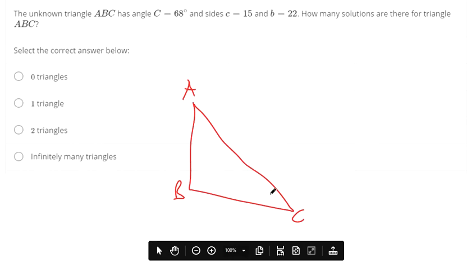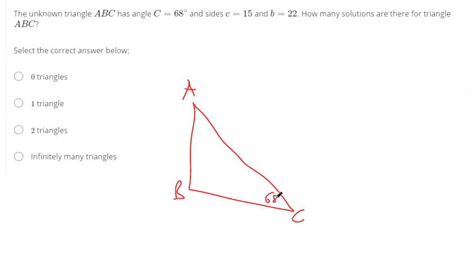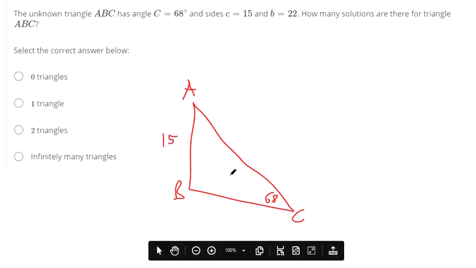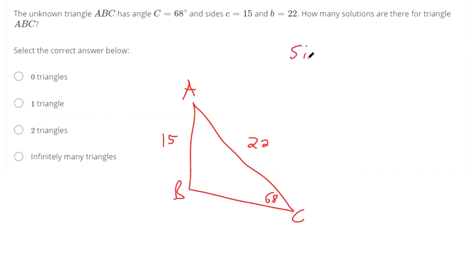Let's say this is 68 degrees, that's angle C, and then side C is 15, so the side opposite of C is 15, and B is 22. Since we're not guaranteed this is a right triangle, we can't directly use sine, cosine, tangent because there's no guaranteed hypotenuse. This might be the hypotenuse, it might not be 90 degrees. So instead what we have to use is another tool called the law of sines.